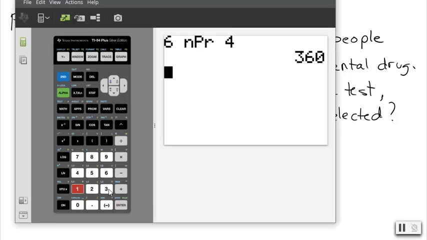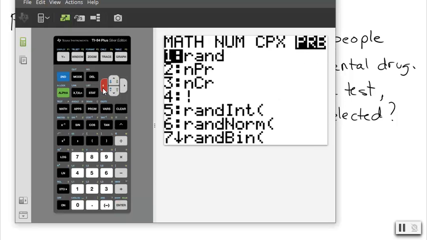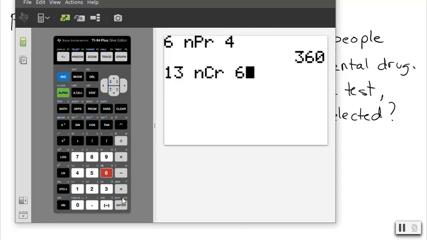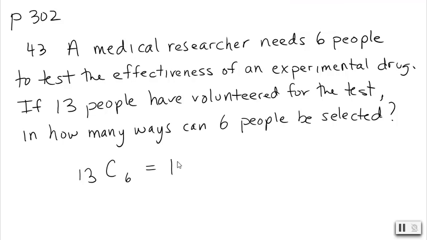I'm going to type 13, then the math button, scroll to probability. Combinations are choice 3, nCr, and we're choosing 6 individuals. And so there are 1,716 different ways to choose those 6 people from the group of 13. Again, the order did not matter, so that was a combination.